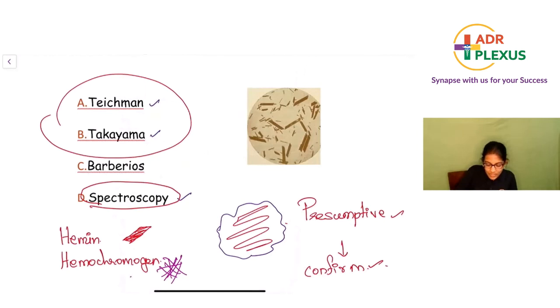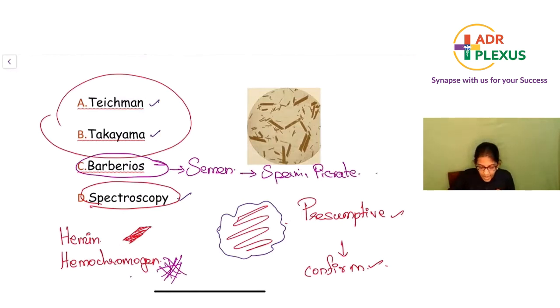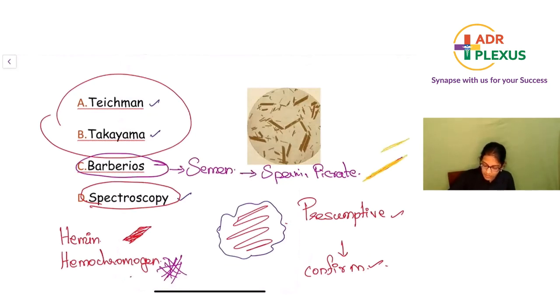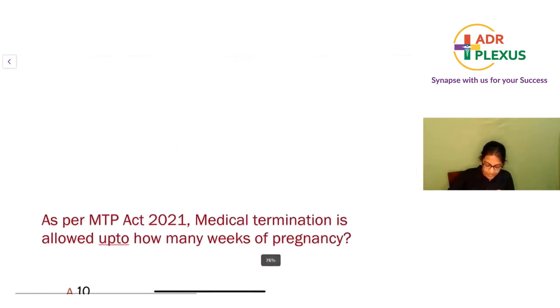Next is Barberio's. So what is this odd man out, the one that is standing out, Barberio's? Barberio's is done for a semen sample, and the other name is the picrate test, sperm picrate test. In this picrate test, we get yellow colored crystal needles. When we get separate needle shapes, particularly in sexual offenses, those are sperm picrates. So the three tests here have been for blood, and they have been confirmatory tests.